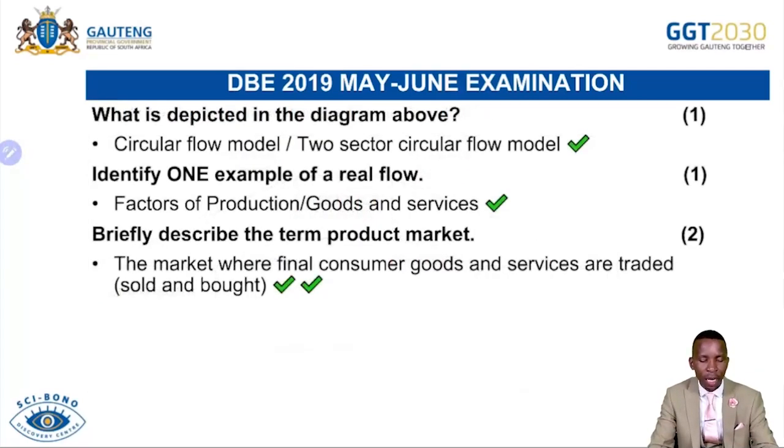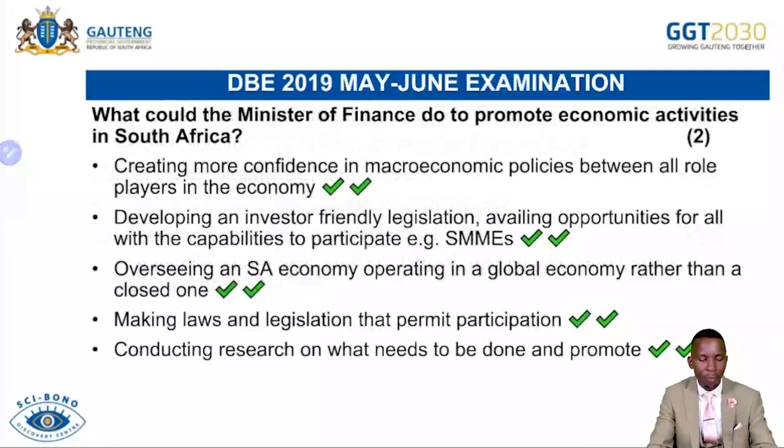What is depicted by the diagram above? It is the circular flow model. We know a 2-sector model economy, or even the closed economy. Then identify one example of real flow: factors of production, or goods and services. Briefly describe the term product market. We know it is the market where final goods and services, consumer goods and services, are traded. They are sold or bought. That is 2 marks. And then we'll go further.